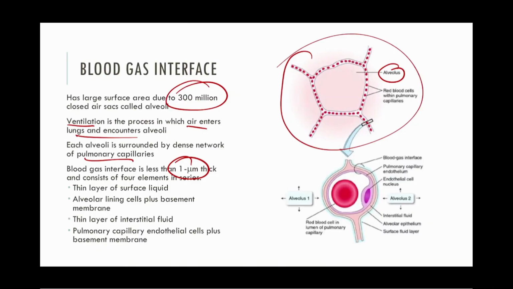We have a thin layer of surface liquid in the alveolus. That's our surfactant. We have our alveolar lining. Then we have a thin layer of interstitial fluid. And then finally, we get to our pulmonary capillary endothelial. You have to go through 4 layers. So that thin layer of surface liquid, that surfactant that's in the alveoli.